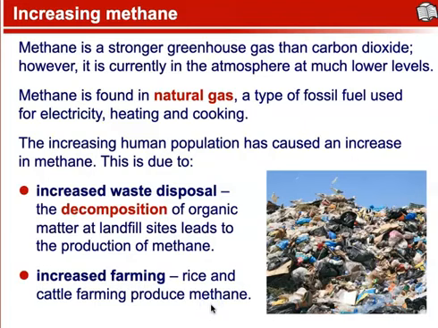Increased farming. Rice and cattle farming produce methane. While an increase in methane release has been observed, the release of methane from natural sources has remained relatively constant. This confirms that the methane released is from human activity. Methane is produced at landfills and also farms by anaerobic bacteria. The bacteria break down organic matter, such as cow manure and other wastes, and release methane.